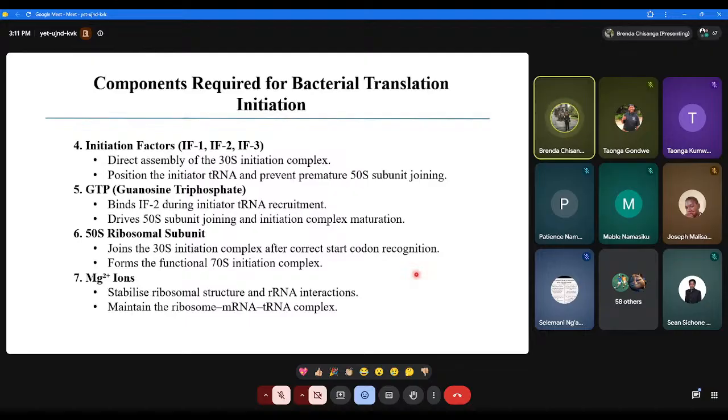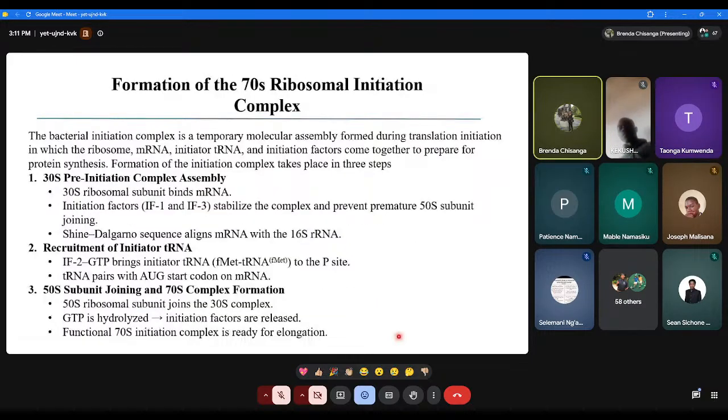Yes, at this point, it sounds like there are a lot. In fact, it's even difficult for me to remember what number 1 was, what number 2 was. But I hope that as we go through the slides, you'll be able to understand each one of these components and what function they're playing in initiation.